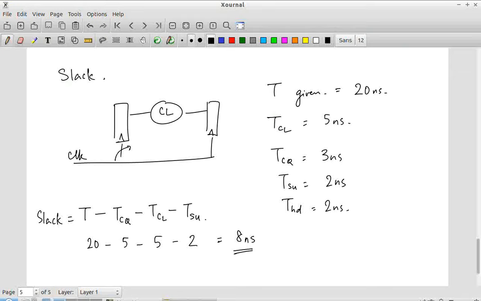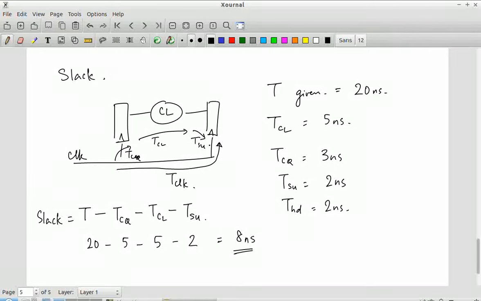Okay? So this definition of slack, how did I get to this notion of slack? What I said is the time that the data starts from here goes through the combinational logic, through the setup time. In the meantime, the next clock edge has to come and reach over here. So this is the time for the clock. This is TCQ. This is combinational logic. This is setup.